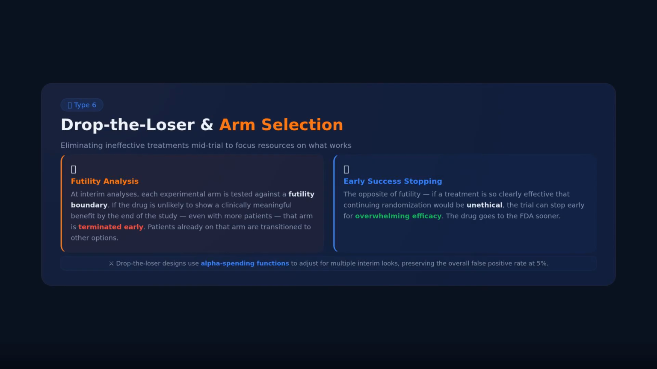Drop-the-loser designs use futility analysis to eliminate ineffective treatments early. If a drug is unlikely to show a meaningful benefit, that arm is terminated. The opposite, early success stopping, stops the trial if a treatment is so clearly effective that continuing would be unethical. These designs use alpha spending functions to preserve the overall false positive rate.